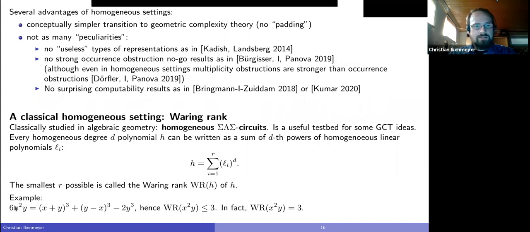Right? For example, 6x squared y. What's the Waring rank? You can write 6x squared y as (x plus y) cubed plus (y minus x) cubed minus 2y cubed. Those are three summands. And the Waring rank, therefore, is at most 3. Actually, the Waring rank of 6 times x squared y, the 6 doesn't really matter because you can pull the 6 inside of the cubes. So Waring rank is invariant under rescaling. This is also a property because it's homogeneous. So in fact, the Waring rank, one can prove, is 3, and that is interesting in the next example. The Waring rank of x squared y is indeed 3, so you cannot do better than this.